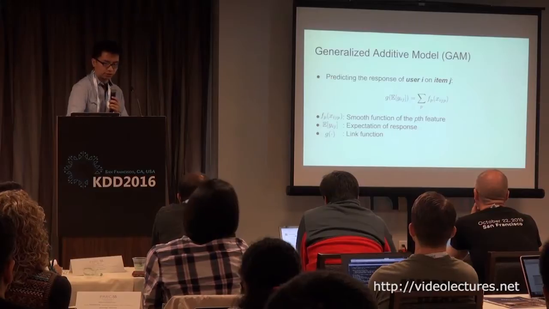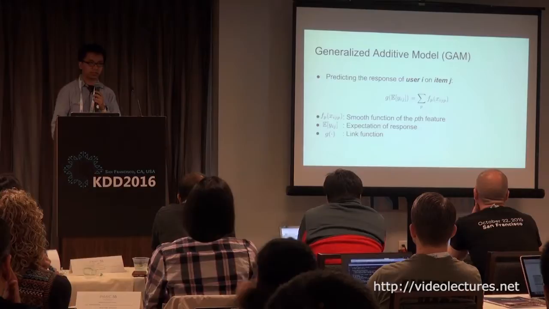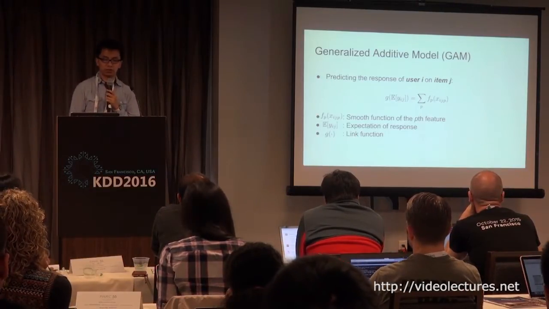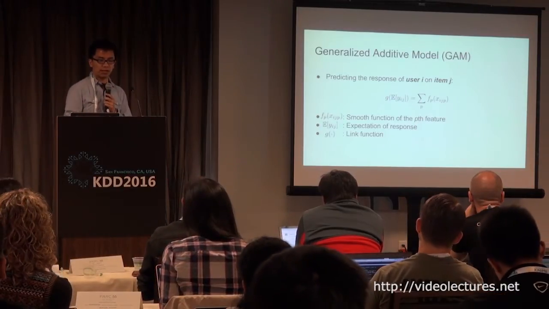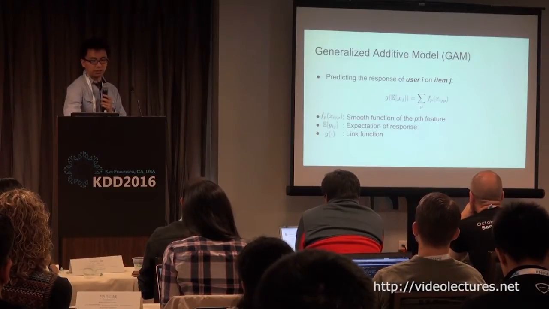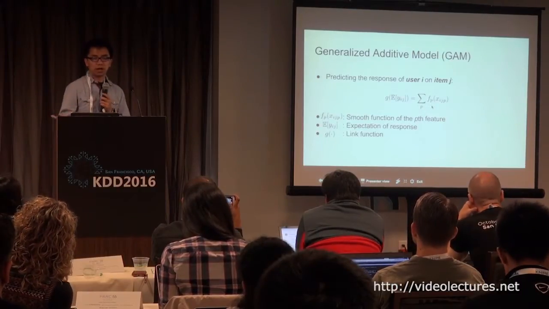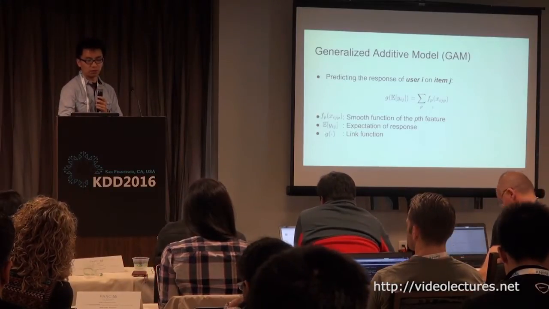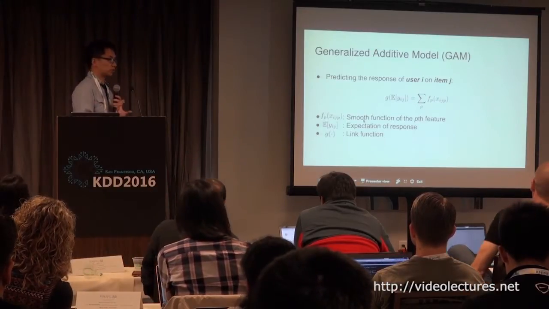Another type of model is a GAM model. The GAM model is less well known in the recommender system or data mining literature, but it's very well studied in the statistics literature. The only difference between the GAM model, the generalized additive model, and the generalized linear model is that in the GAM model, we are not only restricted to a linear combination of features by weights or coefficients. In the GAM model, each of the functions here is a smooth function. We will have a smooth function for each feature.